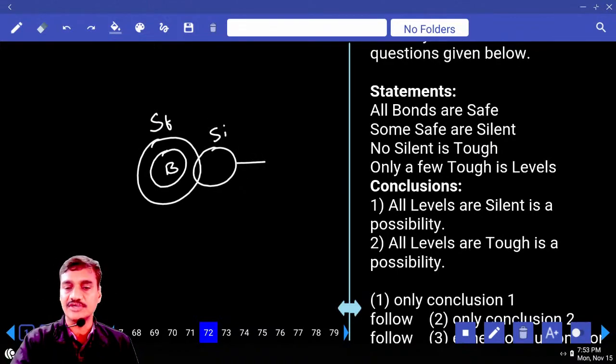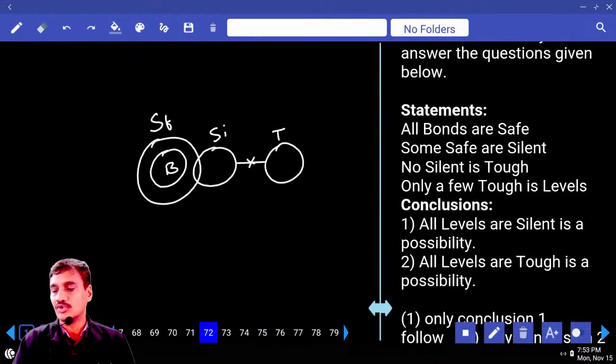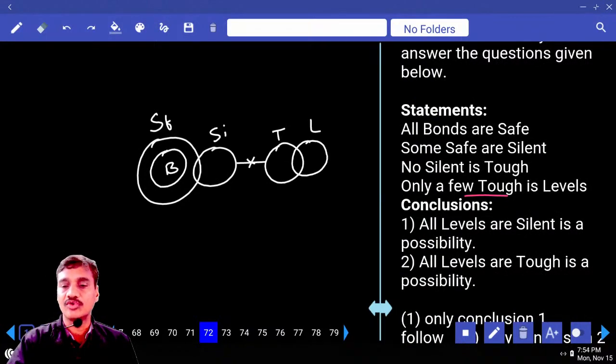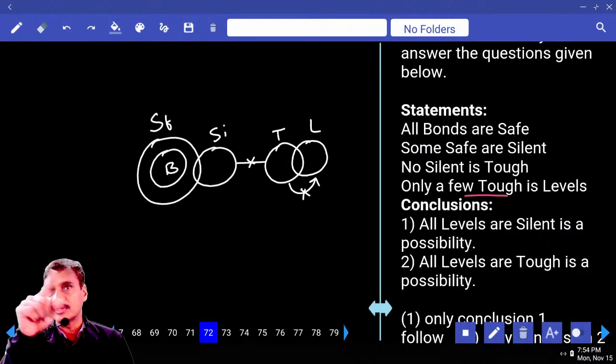No silent is tough. No intersection between silent and tough. And only a few tough is level. Only a few tough is level ante meaning em cheppandi. Only some of the tough is level but not all. అంటే కొన్ని టఫ్ మాత్రమే లెవెల్ అవ్వాలి కానీ అన్నీ కాకూడదు అని అన్నాడు. అందుకే మనం యారో డ్రా చేసి క్రాస్ పెట్టామంటే మీనింగ్ ఏంటి చెప్పండి?